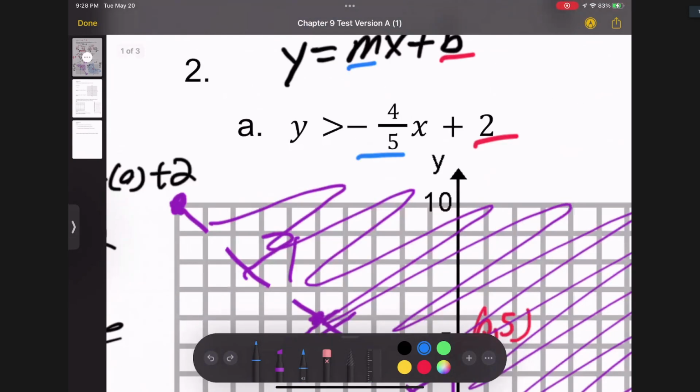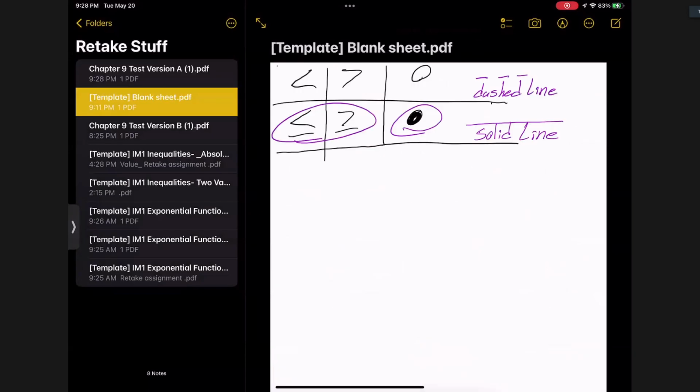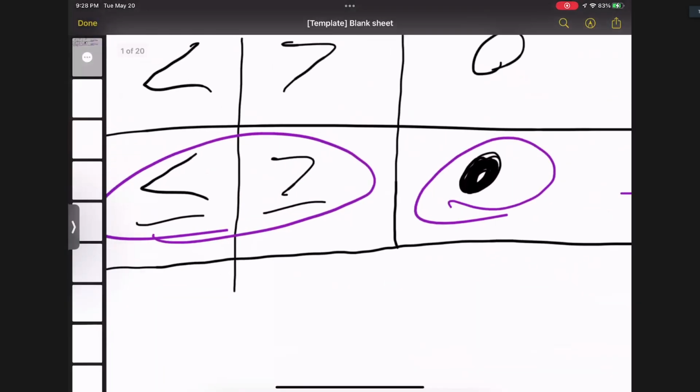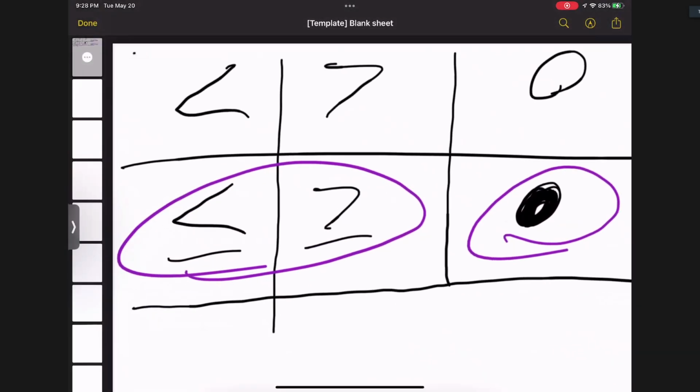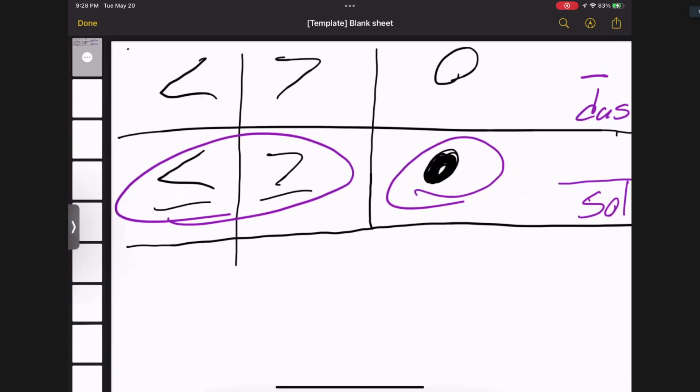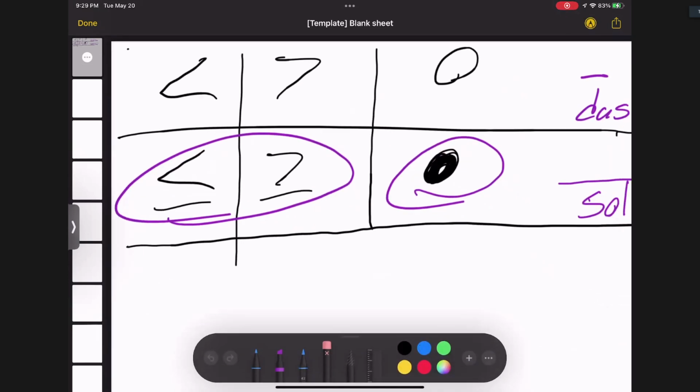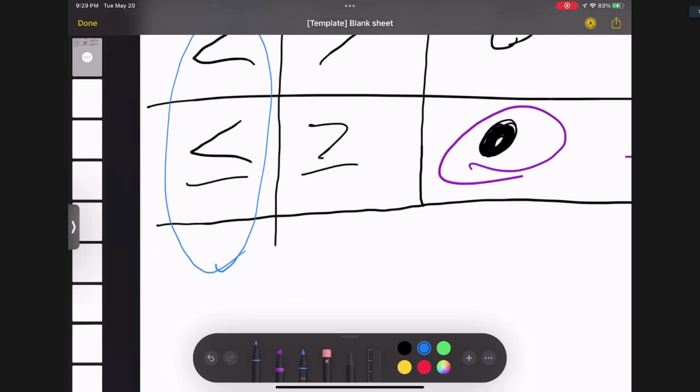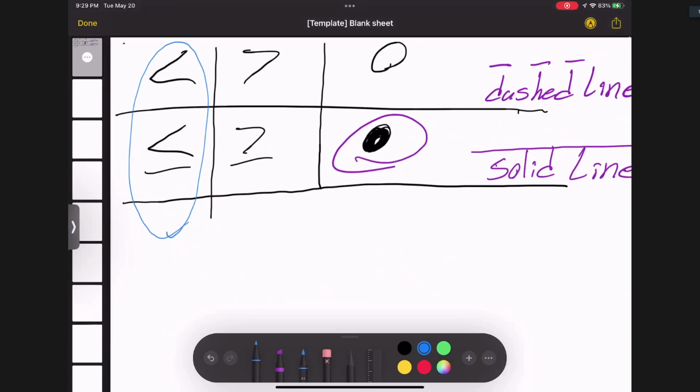Now, you have a couple of inequalities, four to be exact. You have strictly less than, strictly greater than, less than or equal to, and greater than or equal to. Now, these two right over here are going to be in one category.